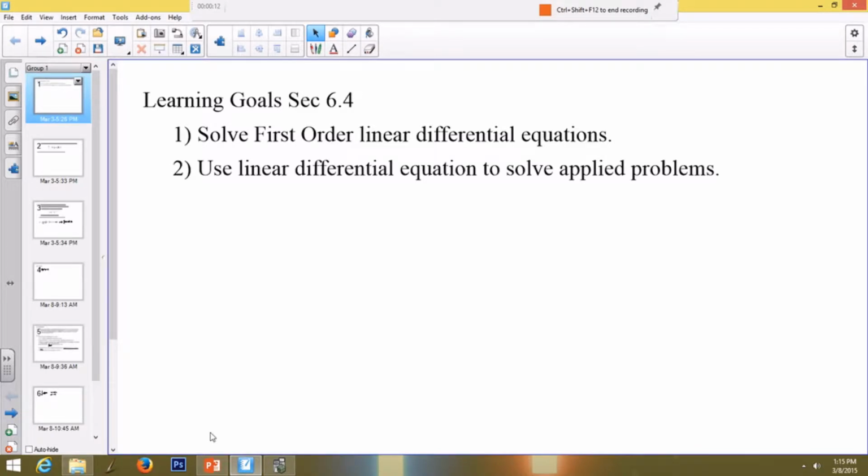Today we're going to be talking about solving first order linear differential equations and using linear differential equations to solve applied problems. And we're going to do one of each. So let's get right into it.